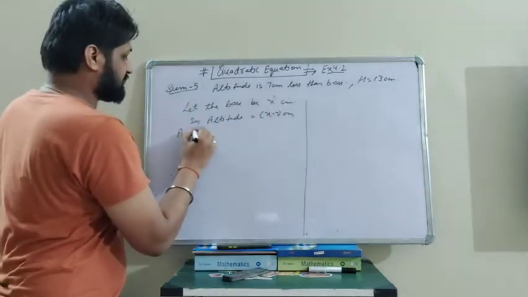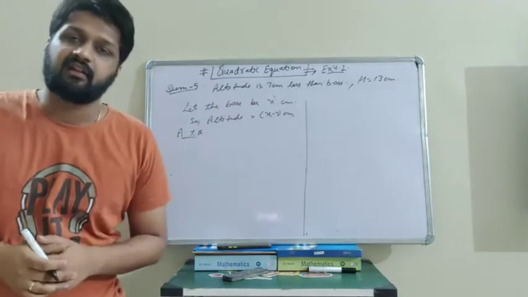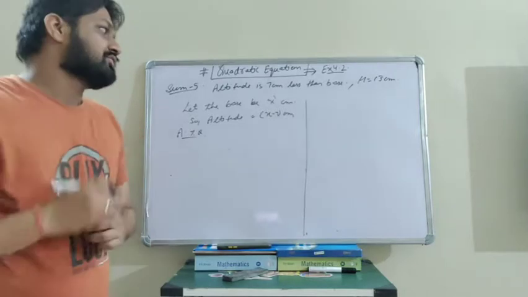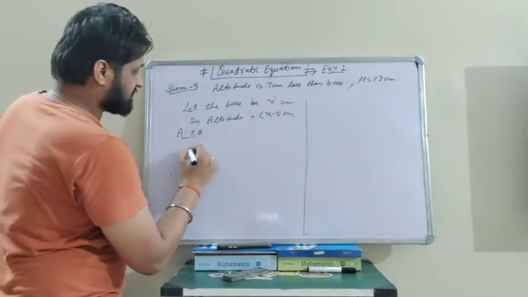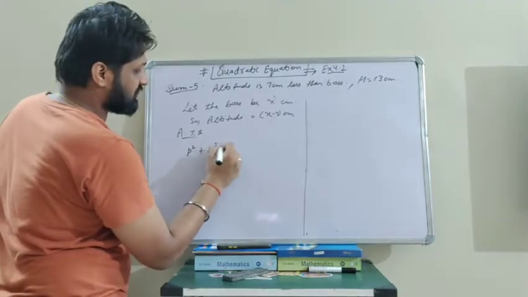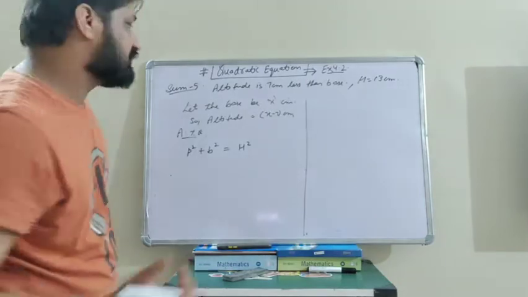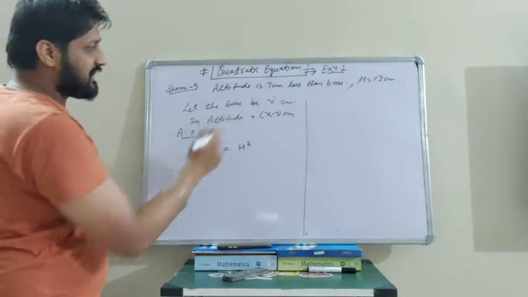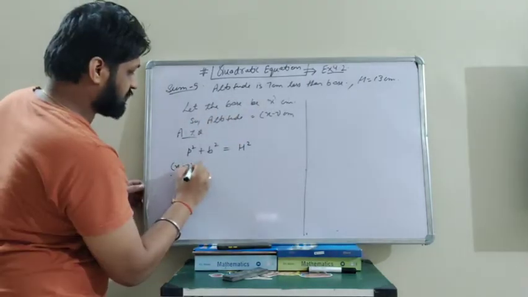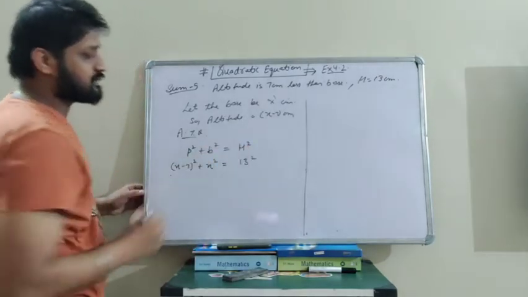Now, according to the question, as we are talking about the right angle triangle, the Pythagoras theorem is there. So what is the Pythagoras theorem? Perpendicular square plus base square is equal to hypotenuse square. Perpendicular square, you can say the altitude square, plus base square. So altitude is x minus 7 whole square plus x square is equal to 13 square.